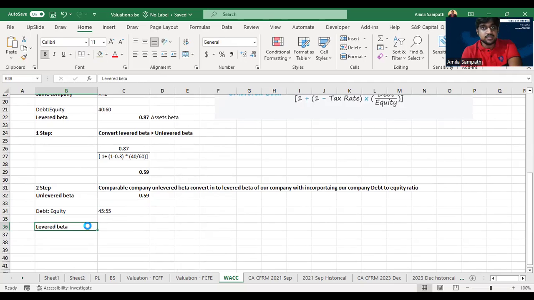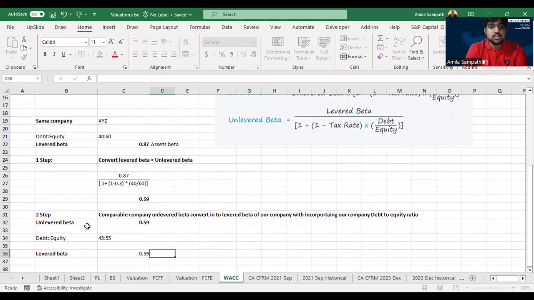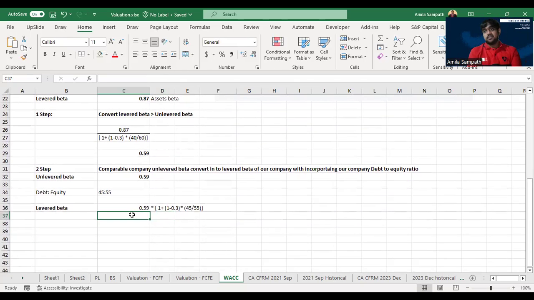Here we can derive our company's levered beta based on this formula. That means unlevered beta, 0.59, we need to multiply by 1 plus (1 minus our tax rate, which is 30%), again multiplied by the debt to equity ratio of our company. That means 45 to 55. Then simply we can get the levered beta for our company.